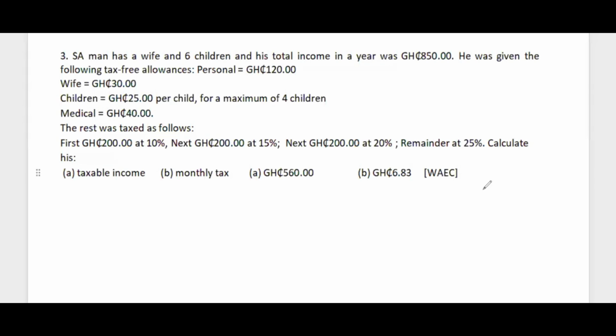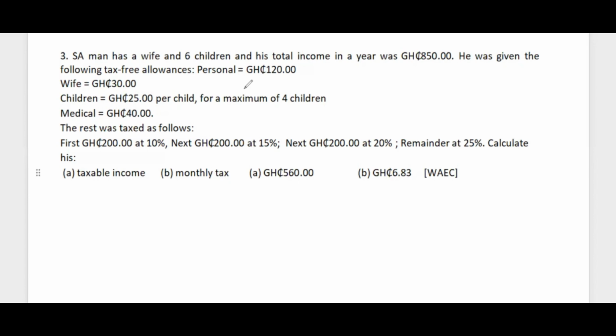Okay, the third example on tax is as follows. We have a man who has a wife and 6 children, and his total income in a year was 850 Ghana cedis. He was given the following tax-free allowances, like we have in our example 2. We sense that within tax allowance. So that's what we also want to do here quickly.